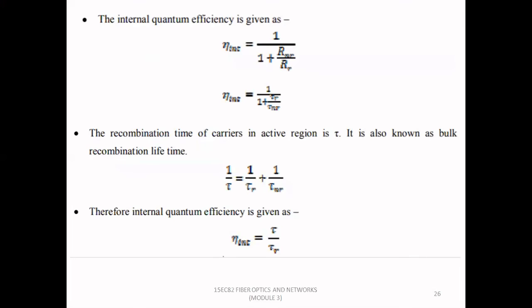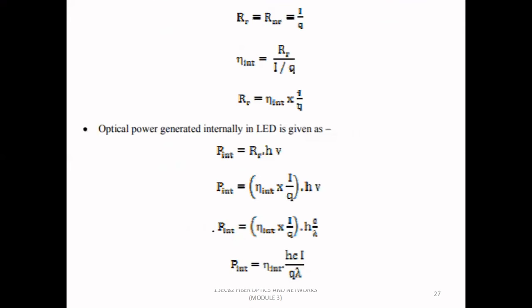The internal quantum efficiency is given by eta int equal to 1 by 1 plus RNR by RR. Eta int equal to 1 divided by 1 plus tau R by tau NR. The recombination time of carriers in the active region is tau. It is also known as bulk recombination lifetime. 1 by tau equal to 1 by tau R plus 1 by tau NR. Therefore, internal quantum efficiency is given as eta int equal to tau by tau R.